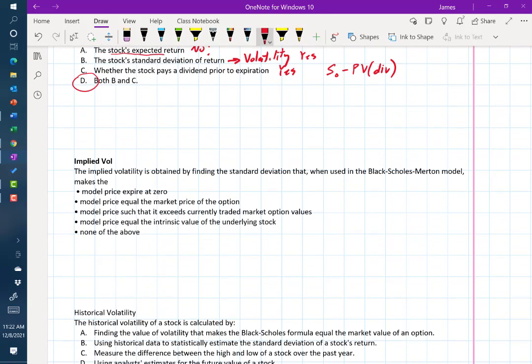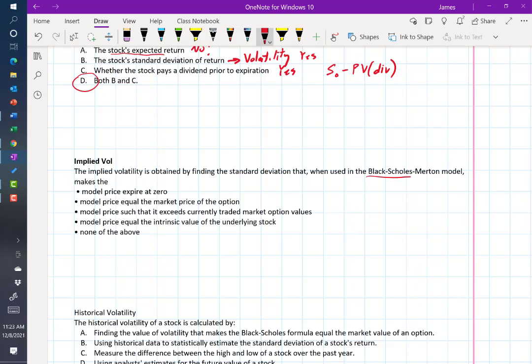Things related to Black-Scholes. Implied volatility. All right, know what implied volatility is. The implied volatility is obtained by finding the standard deviation that, when used in the Black-Scholes, this is sometimes called the Black-Scholes-Merton model, hopefully I won't confuse you with that on the exam, but when used in the Black-Scholes model, makes the price which of the following? So when we say model price, we're talking about the Black-Scholes model. Makes the model price expire at 0. Makes the model price equal to the market price of the option. Makes the model price such that it exceeds the currently traded market option values. Makes the model price equal to the intrinsic value of the underlying stock, or none of the above.